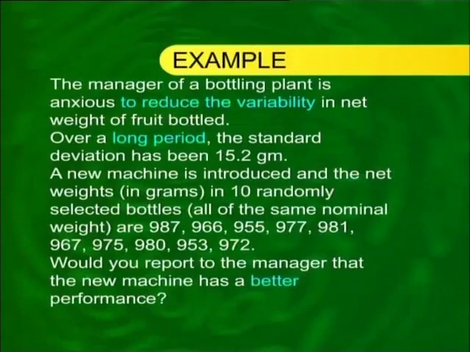But before I proceed with that, let us consolidate what we did last time with the help of an example. As you now see on the slide, the manager of a bottling plant is anxious to reduce the variability in the net weight of fruit bottled. Over a long period, the standard deviation has been 15.2 gram. A new machine is introduced and the net weights in grams in 10 randomly selected bottles, all of the same nominal weight, are 987, 966, 955, and so on, grams. Would you report to the manager that the new machine has a better performance?